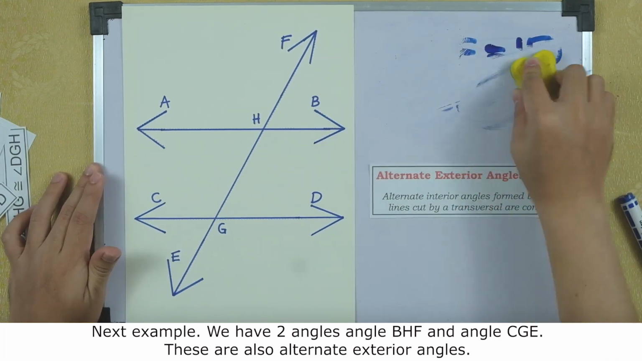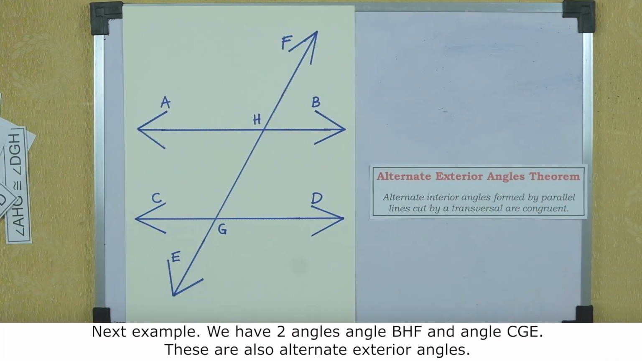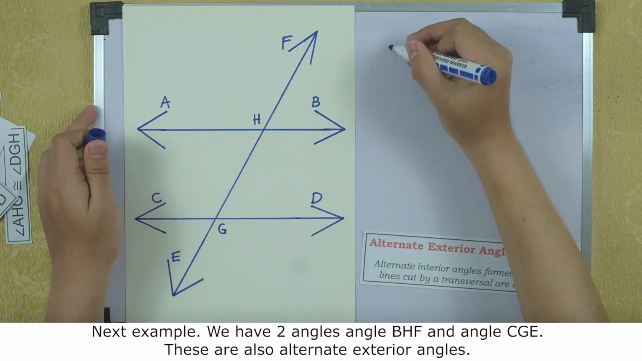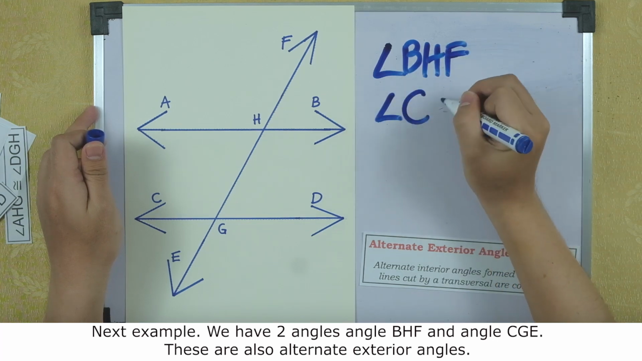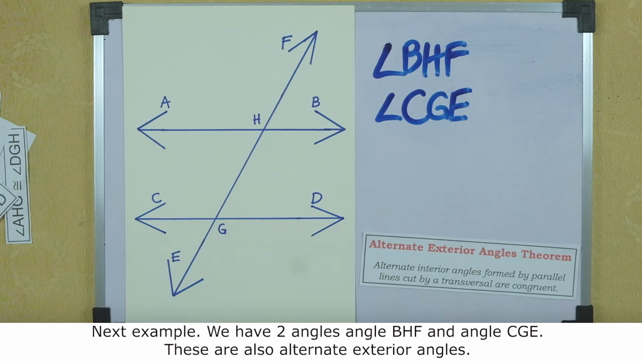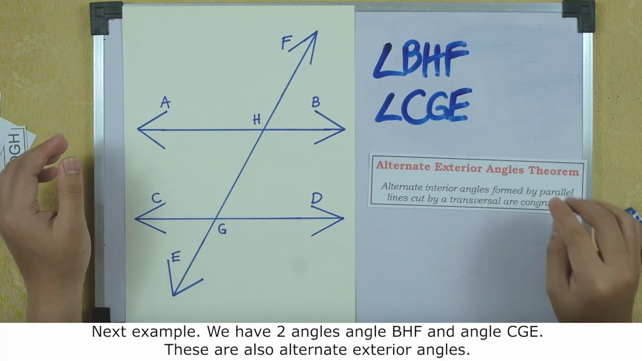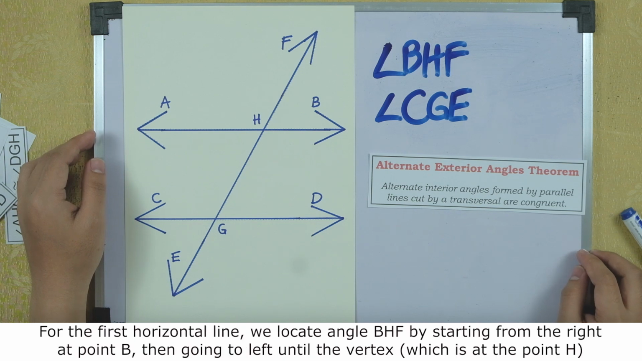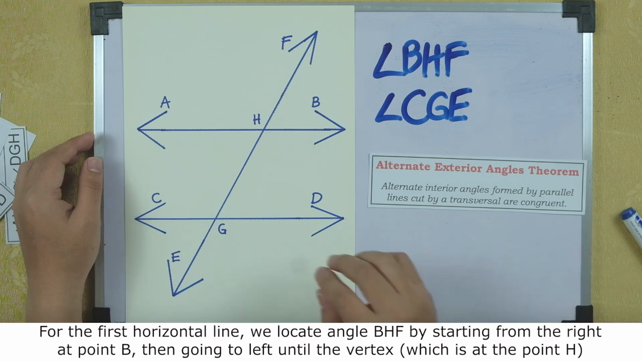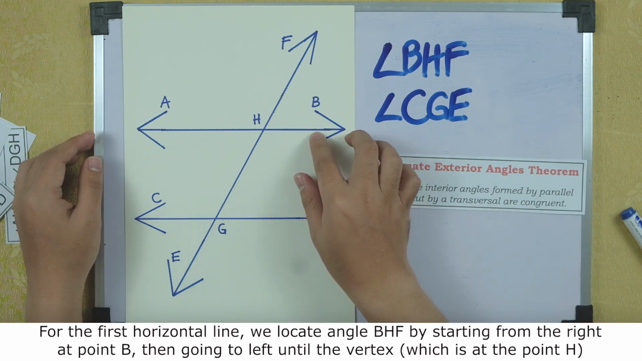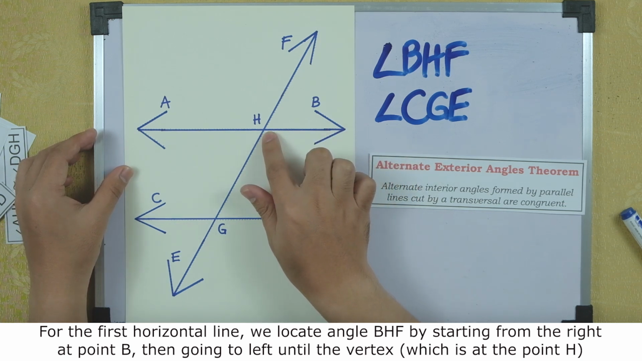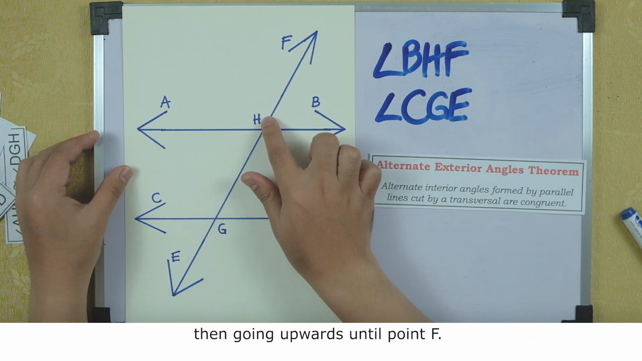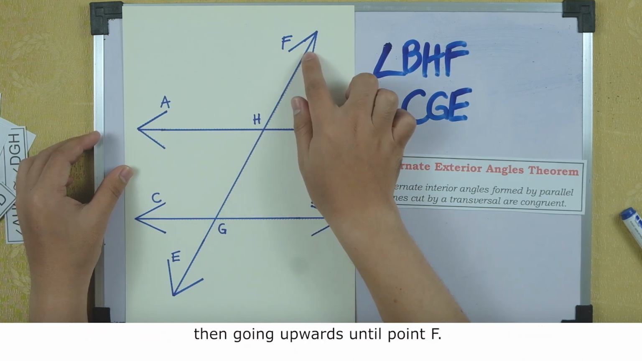we are given two angles, namely angle BHF and angle CGE. These are also alternate exterior angles. For the first horizontal line, we locate angle BHF starting from the point B at the right. Then we go to the left until we reach the vertex, which is at point H. Then we go upwards until we reach the point F.